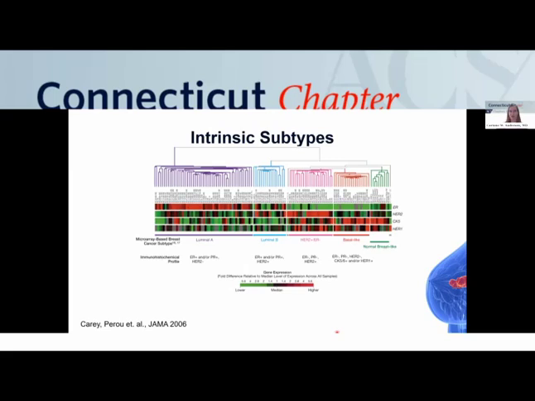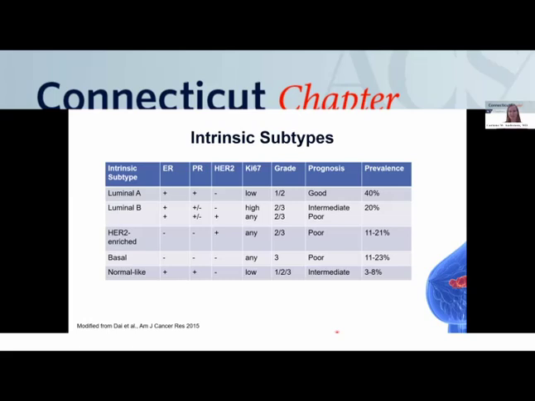And based on that, they were able to define these 4 main subtypes: luminal A, luminal B, HER2 enriched, basal-like, and those distinct subtypes corresponded with patterns of gene expression that were really clustered on these microarrays. Today, we cannot afford to do that for every patient.